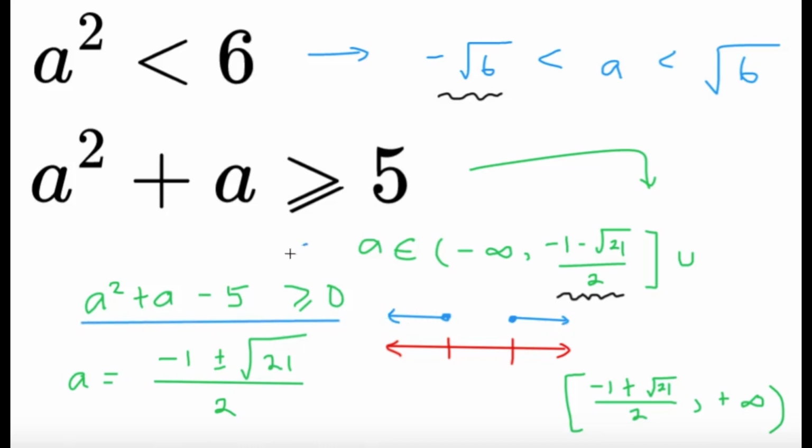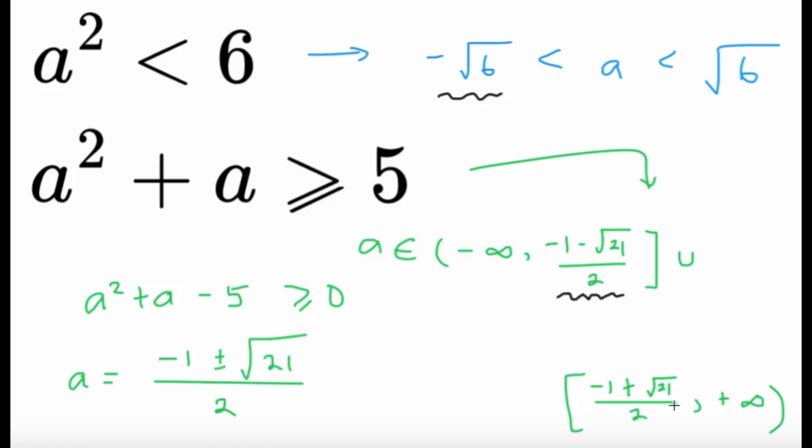Now on the other hand, if it was less than or equal to, then we're going to take the region in the middle. So you can use this as a nice shortcut for quadratic inequalities. Anyway, solving for the two quadratic inequalities, we're going to get these two as the range of possible values for a.